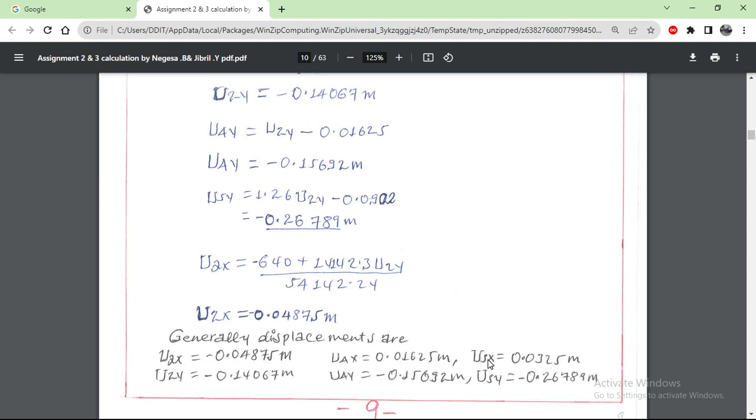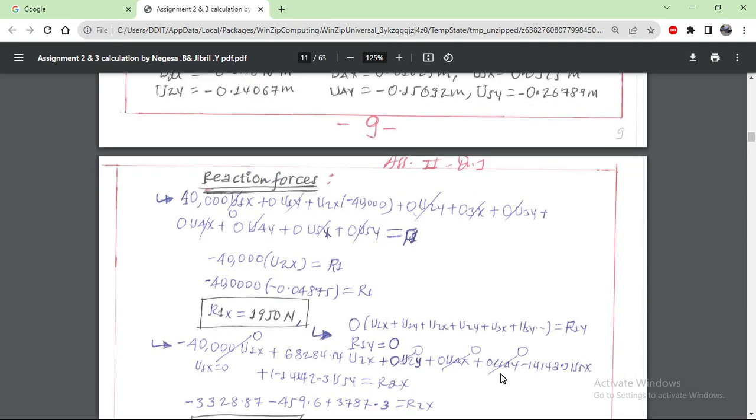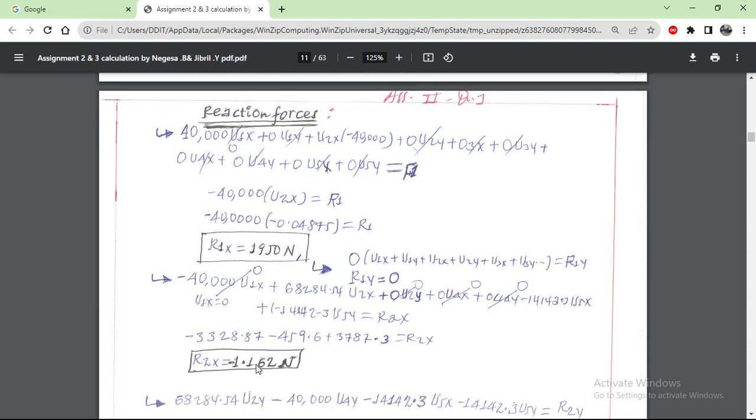At node number 5, we have displacement in the x direction and in the y direction, both negative. Then the reaction forces are calculated by these equations from the global matrix, question number 1. We substitute the displacements we got here. Then we get the reaction force at point number 1 in the x direction equal to this one. In the y direction also we generate these results.